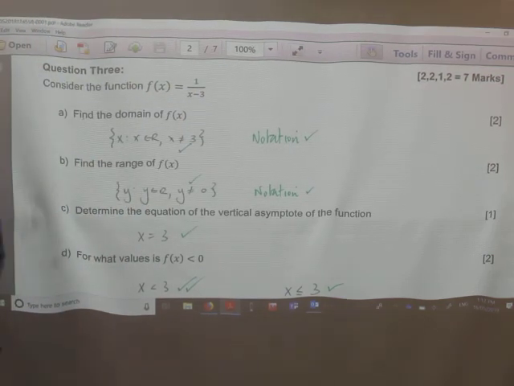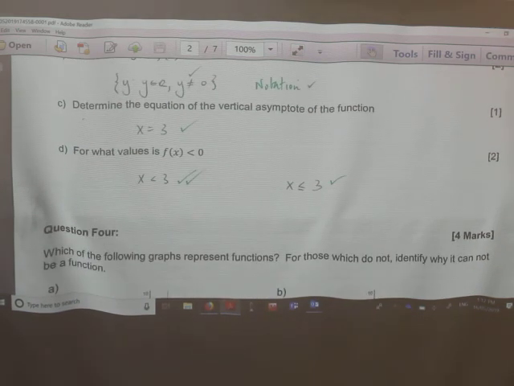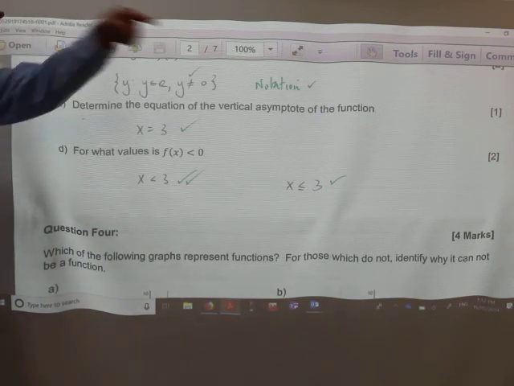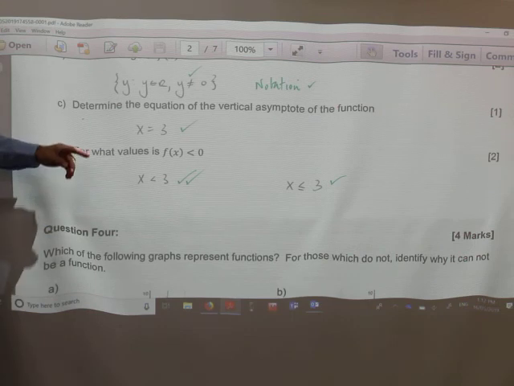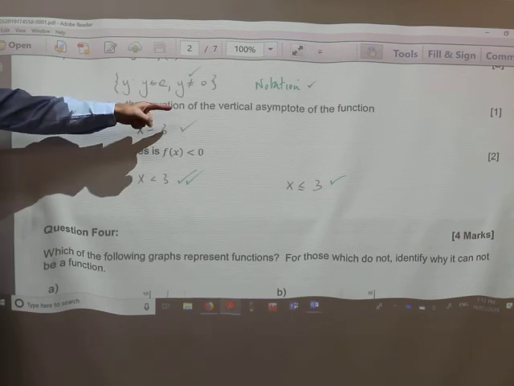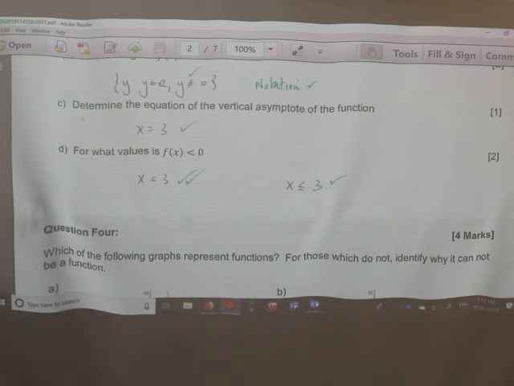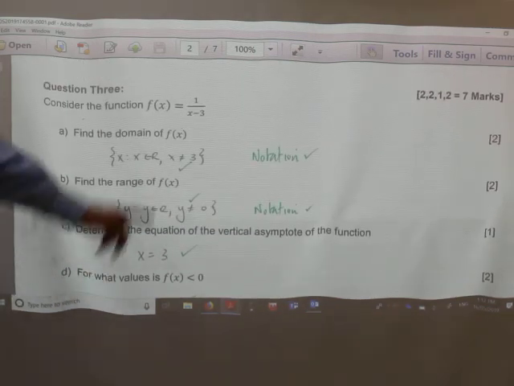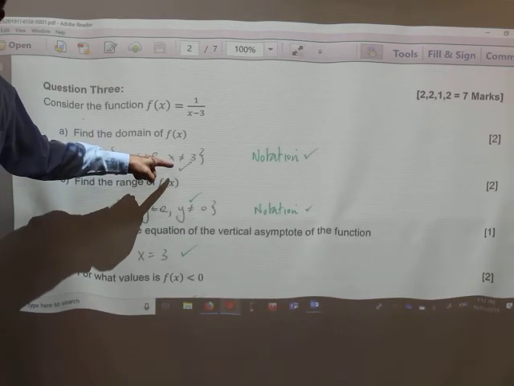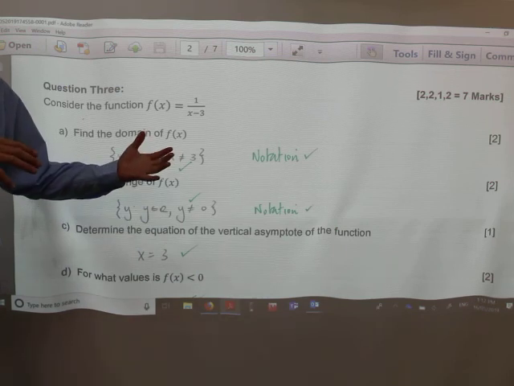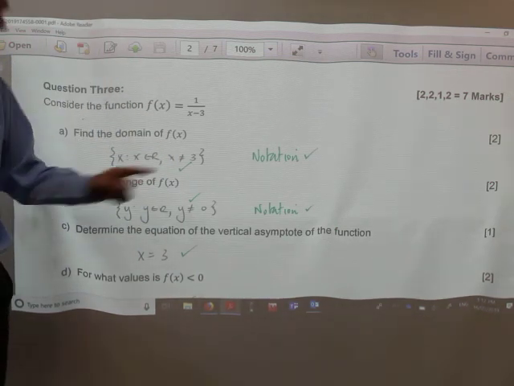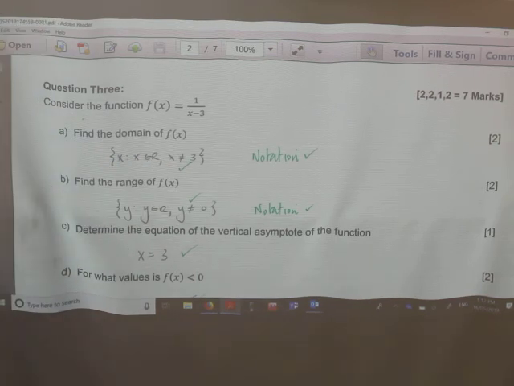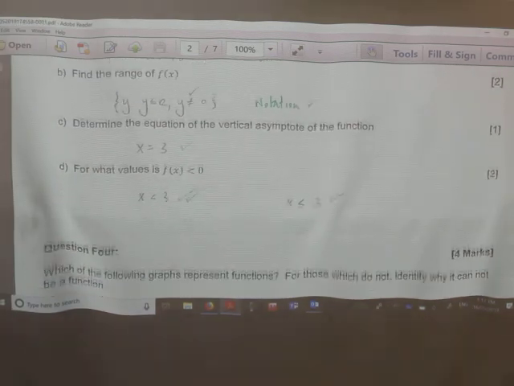The next one for the range, very similar notation, but because we hadn't moved the graph up or down at all, we were still having that 0, the x-axis that we couldn't cross. Okay. Determine the equation of the vertical asymptote. Well, that really was just restating the domain in a slightly different way, because the vertical asymptote of these graphs is the value that the graph can't cross, and therefore is just that one right there. So it's just x equals 3.